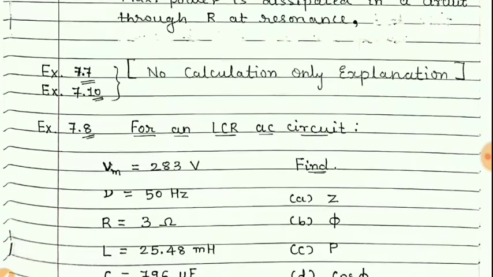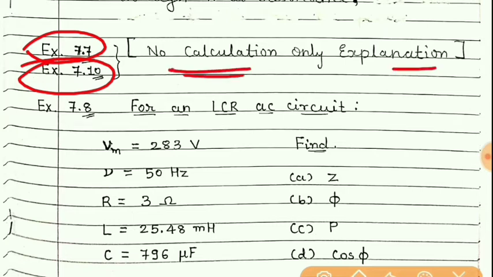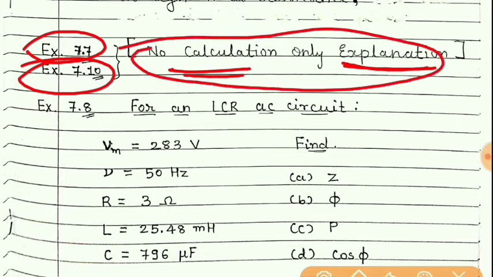Now students, examples number 7.7 and 7.10 are not based on calculation, they are based on simple explanation. So if you are thorough about the previous topics, that means if the previous topics are clear to you, then you can easily answer these two examples.